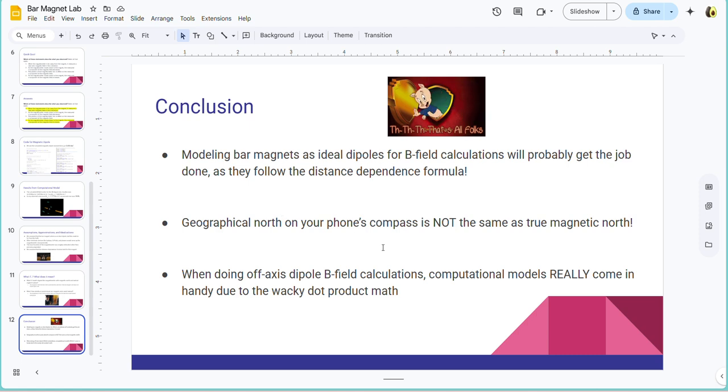Geographical north can be very different from the true magnetic north, because your phone's compass is used to find geographical north, not the magnetic north pole, so it's very different from what you're taught in this class about the magnetic North Pole. And when doing off-axis dipole calculations, the models really help simplify the wacky dot product math and the very difficult math involved in doing those B field calculations for off-axis dipole moments. So it's very helpful to use these models to simplify your calculations for that.